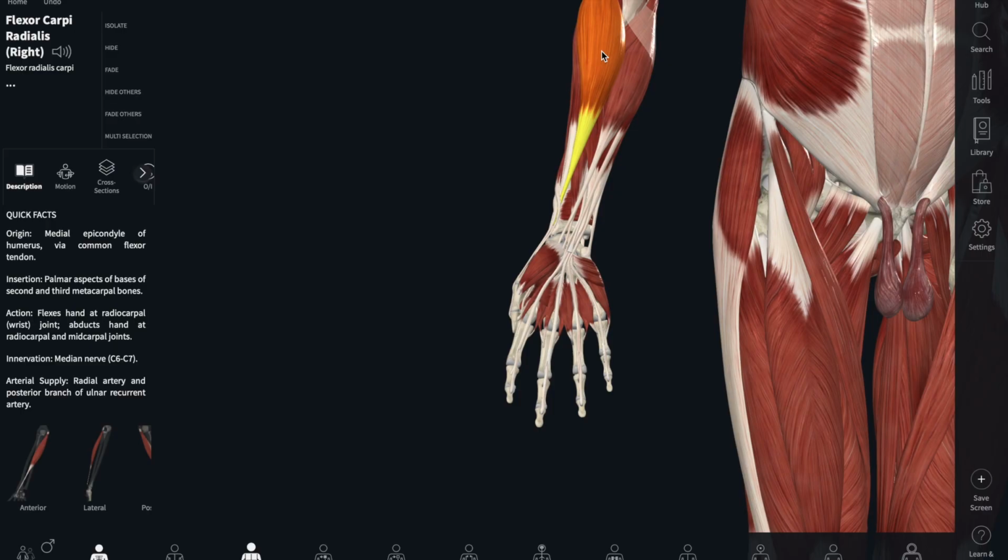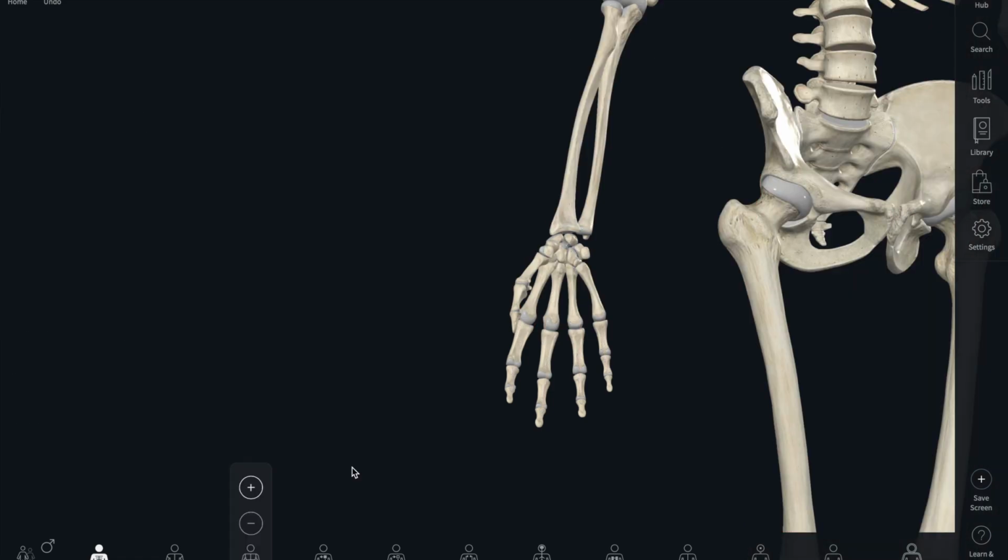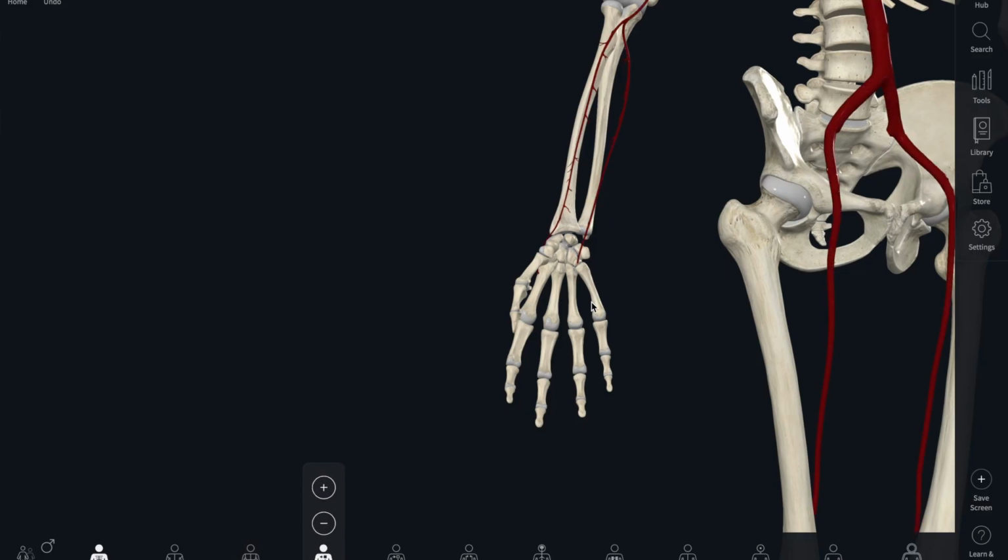Finally, at the most superficial level, we can see the brachioradialis, and that is it for the muscles. Now I'm adding the arterial system of the forearm and hand. Here you can see the major vessels that carry oxygenated blood from the arm into the wrist and digits.